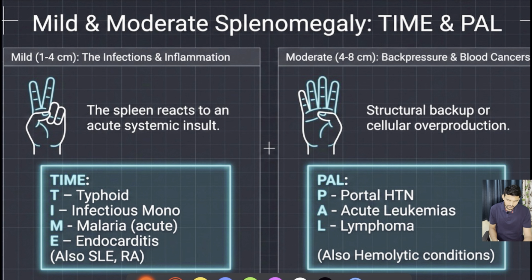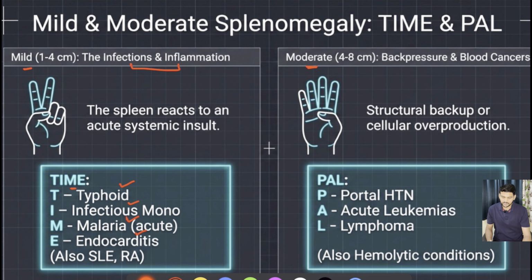Regarding the causes for all these grades of splenomegaly, for mild enlargement, there might be some infections or inflammation as cause. So we can remember with the mnemonic TIME. T stands for typhoid, I is infectious mononucleosis, M stands for malaria, E is infective endocarditis. So in these infective or inflammatory states, there will be reaction by the spleen for the acute insult leading to mild enlargement of spleen.